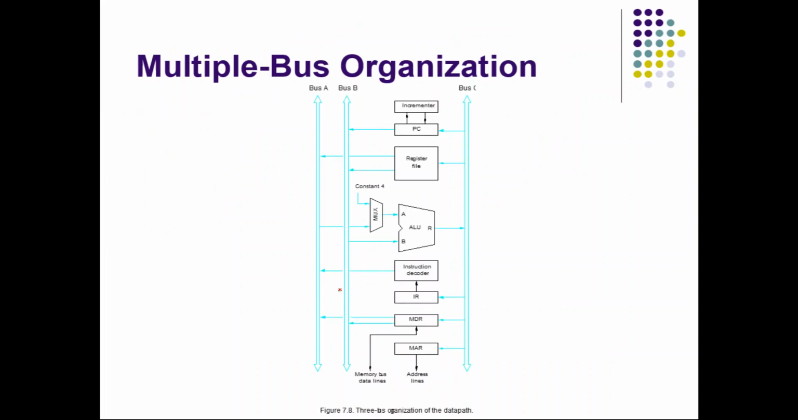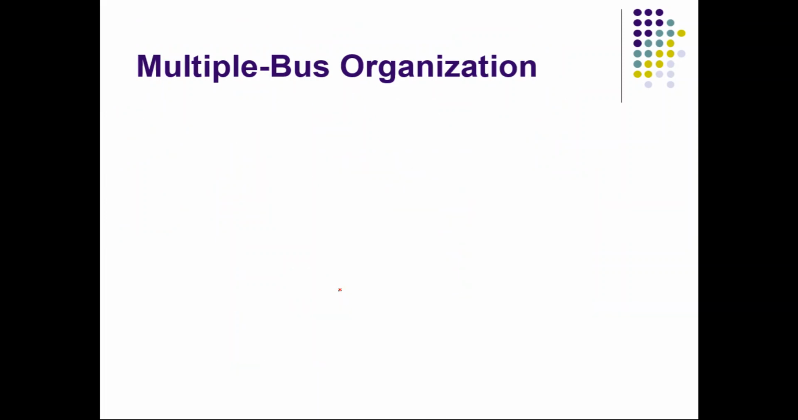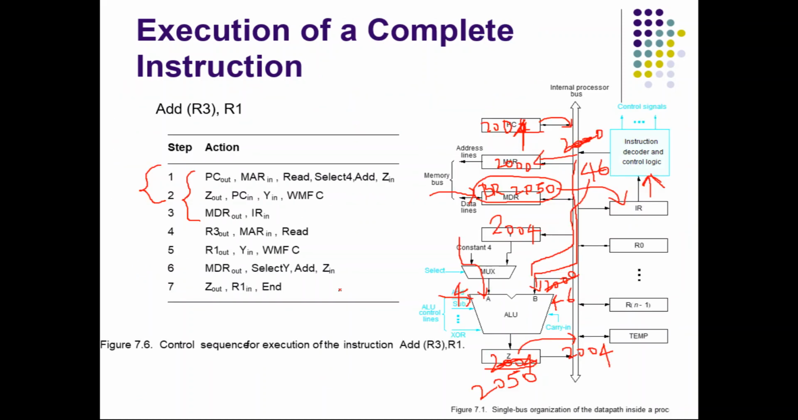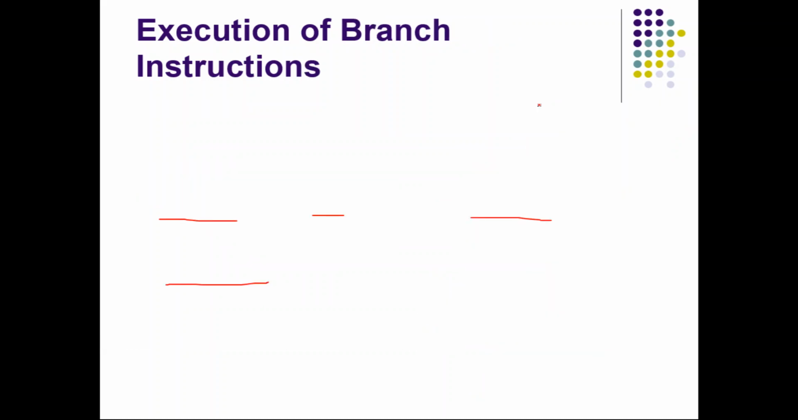Z out means this will go to the internal bus. So 2050 will now go on the internal bus. Then from here it is transferred to PC in. So PC in will become 2050. So now the branch target address has come into PC. So this is how the branch instruction got executed.